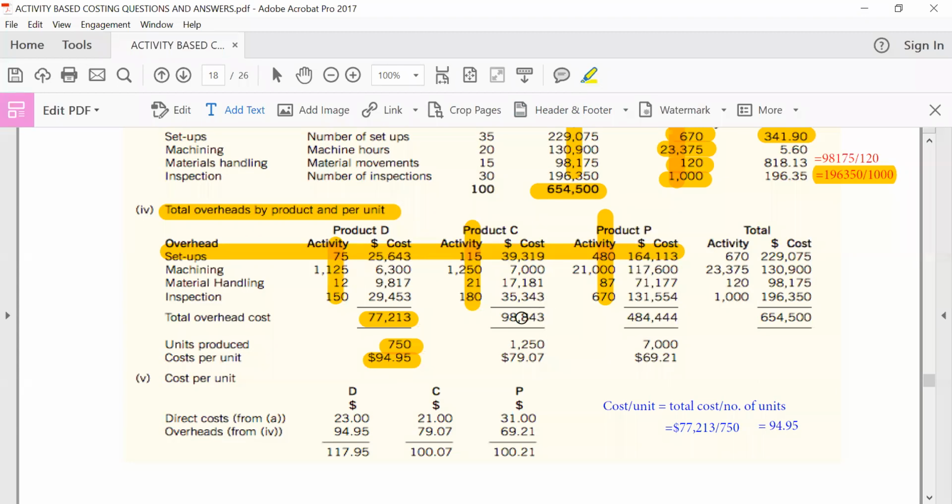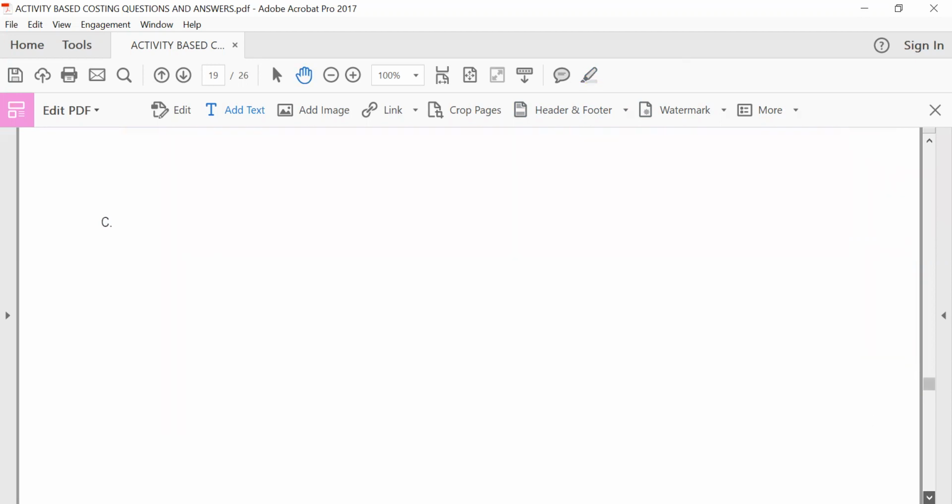So the total overhead cost was 98,843, and the number of units they produced was 1,250. So you divide the 98,843 by 1,250. You get 79.07. The next one, the total overhead is 484,444, and the number of units is what? 7,000. So you divide the overhead cost by the number of units, then you end up getting 69.21.